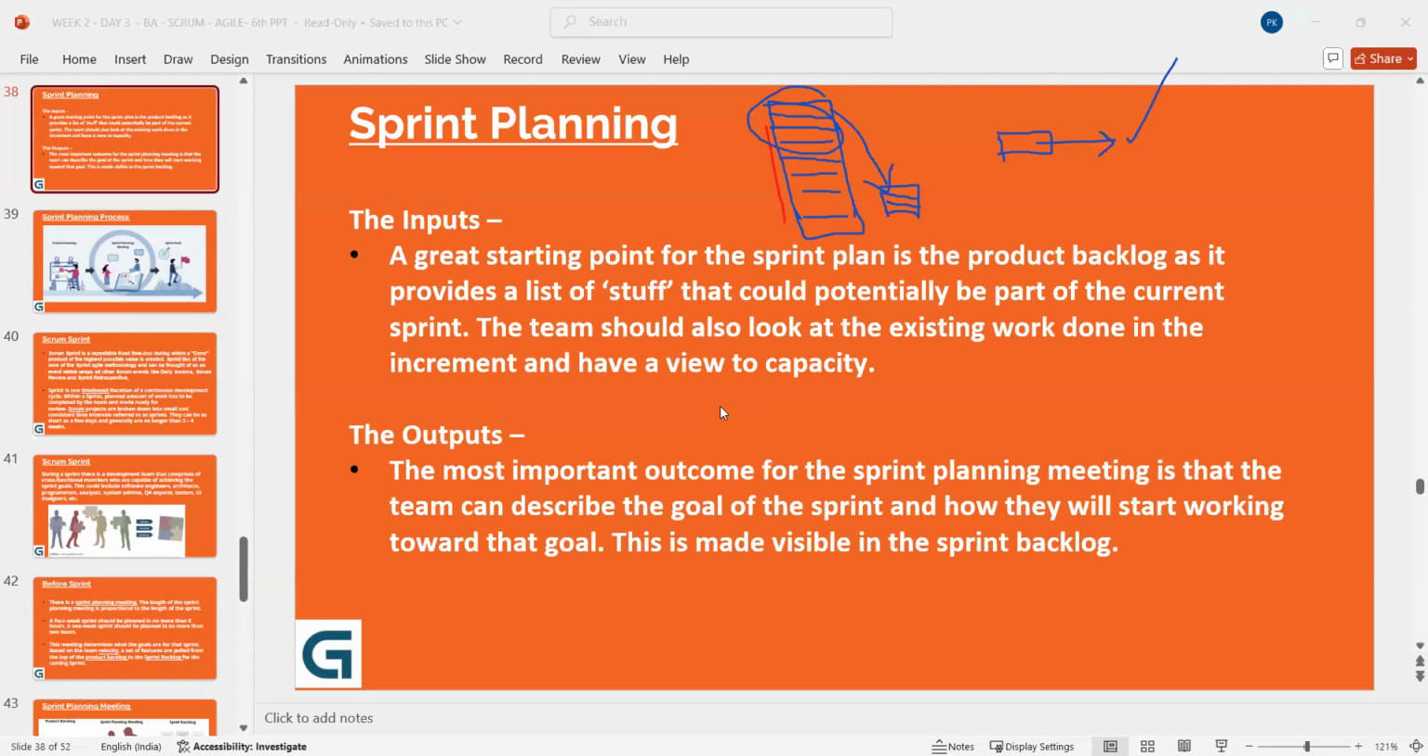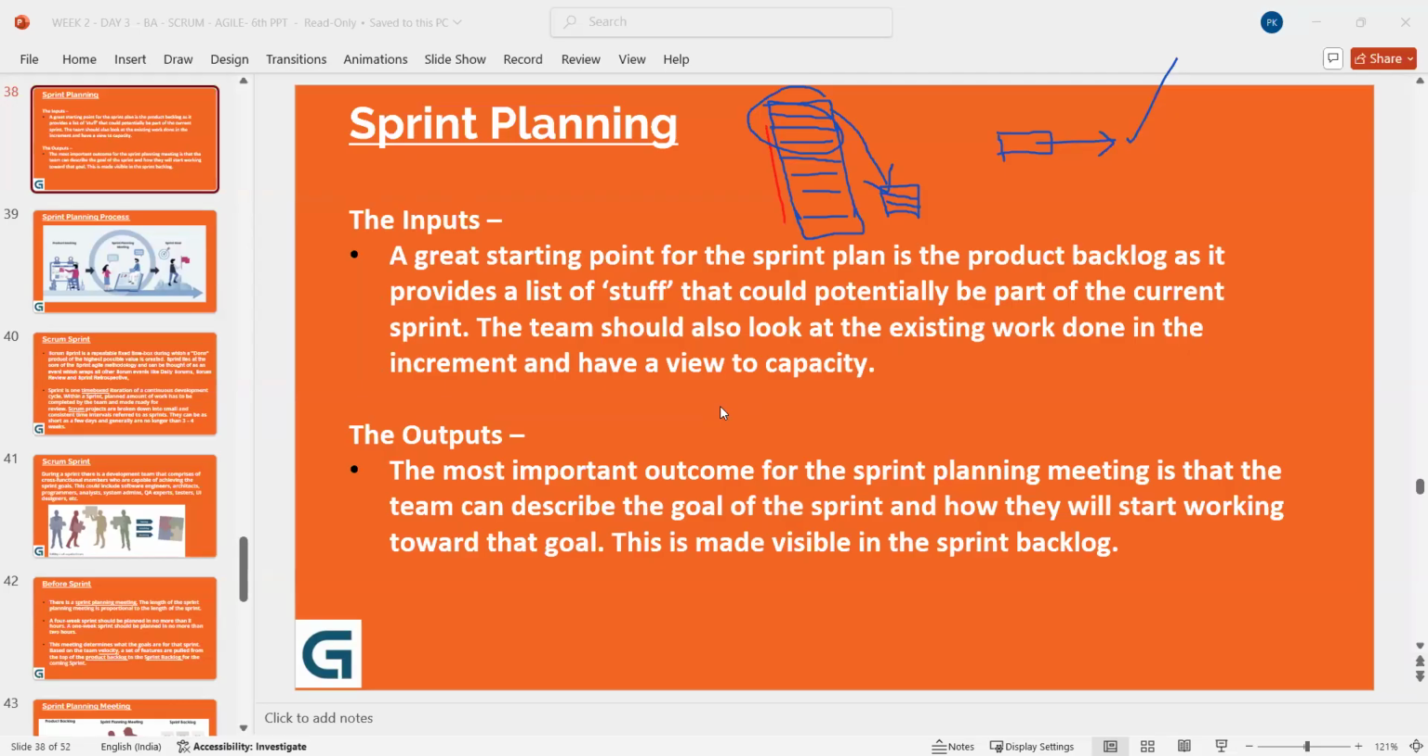Yes. So basically, we look at the stuff which we could possibly work on, and also we try to understand the team's capacity. Everybody okay with the inputs? Yes. Anyone has any doubts? Okay. So these are the things on which we discuss or plan in the sprint planning.